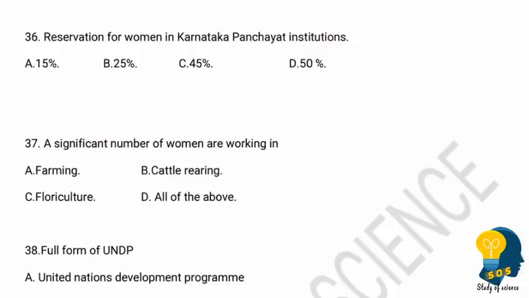Reservation for women in Karnataka Panchayat institution, and the options are A. 15%, B. 25%, C. 45%, D. 50%. The right answer is D. 50%.